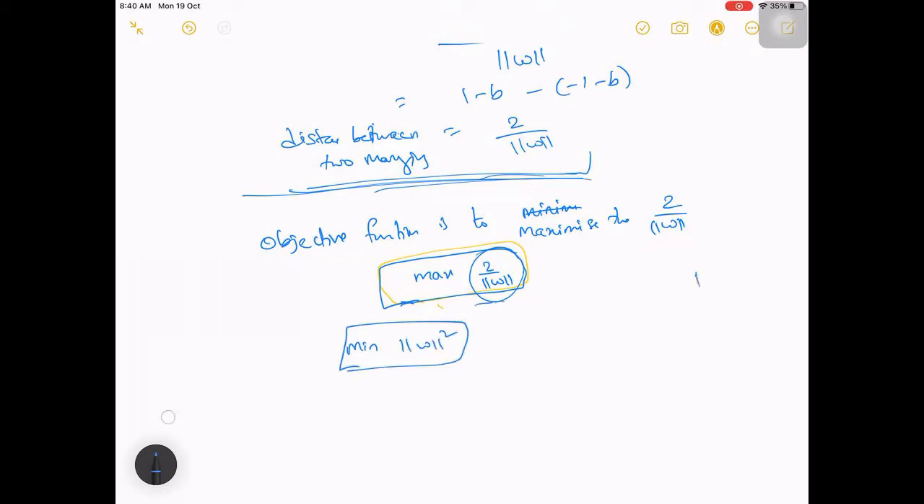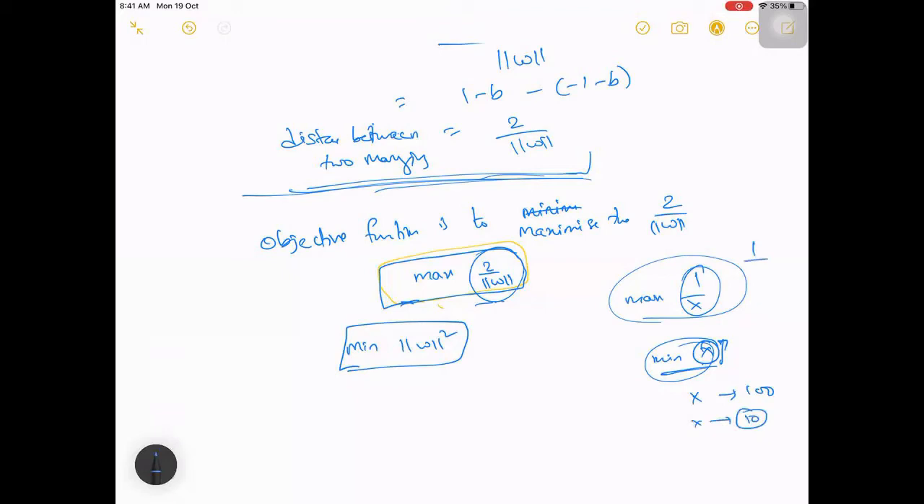So if you have like maximize 1 by x, it is similar to minimize x. Both will be similar. Why? Because if you are minimizing this, right? So x value previously is 100. You made it like x value to 10. What is happening at this level? 1 by x is 1 by 100, which will be 0.01. When it is made 10, it will be 0.1. Here it has increased, right? So it is maximizing only, right? So if you minimize this, it is like maximizing this.